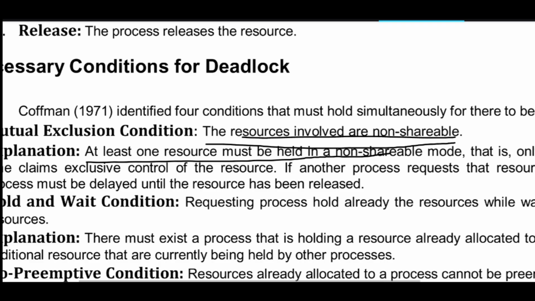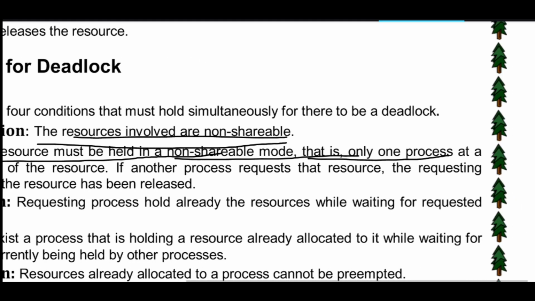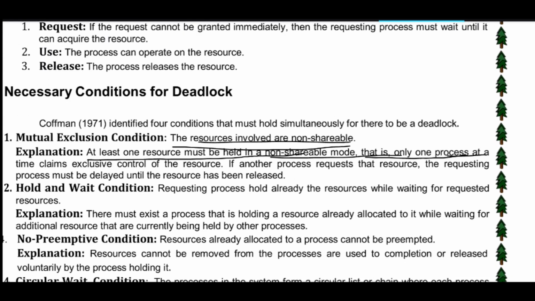At least one resource must be held in non-shareable mode. Only one process at a time claims exclusive control of the resource. If another process requests that resource, the requesting process must be delayed until the resource has been released. Simply, only one process at a time accesses the resource. Multiple processes can't access it at a time, and if another process requests it, that process has to wait.